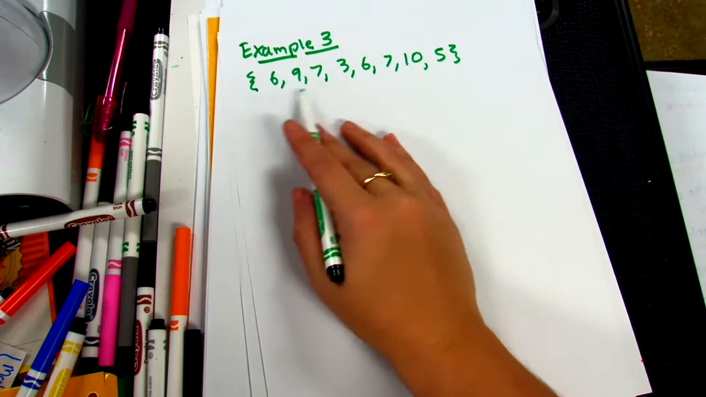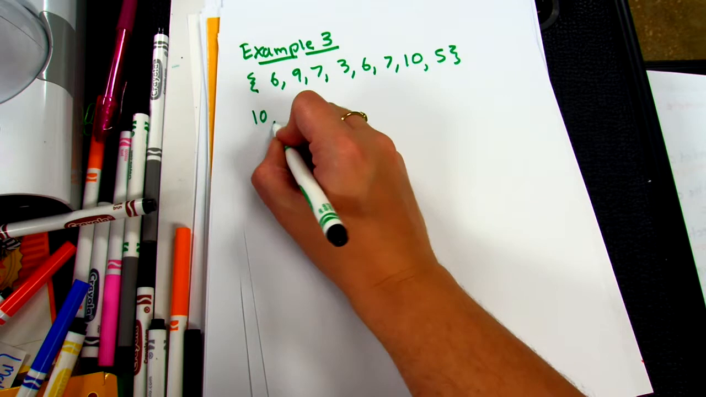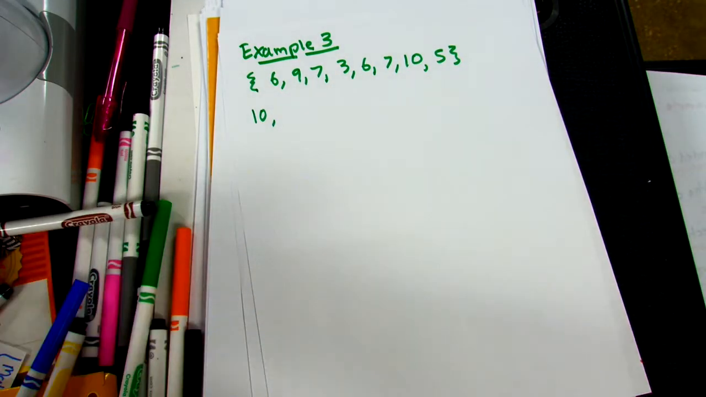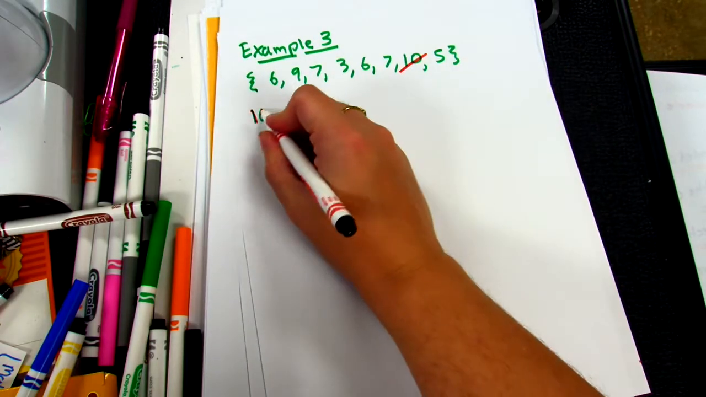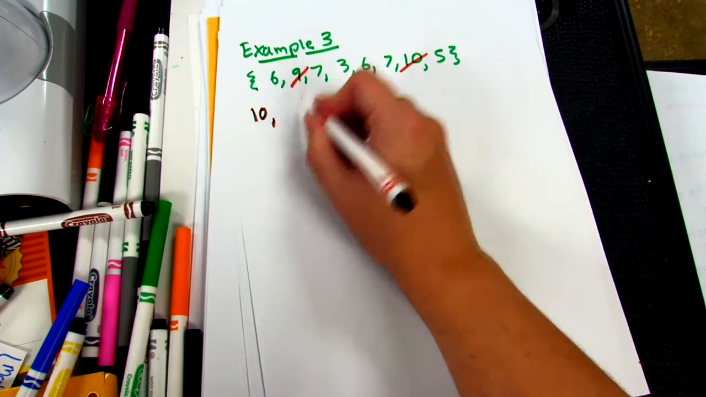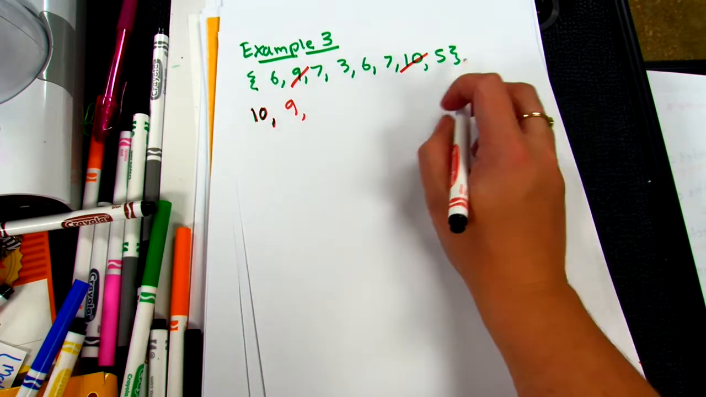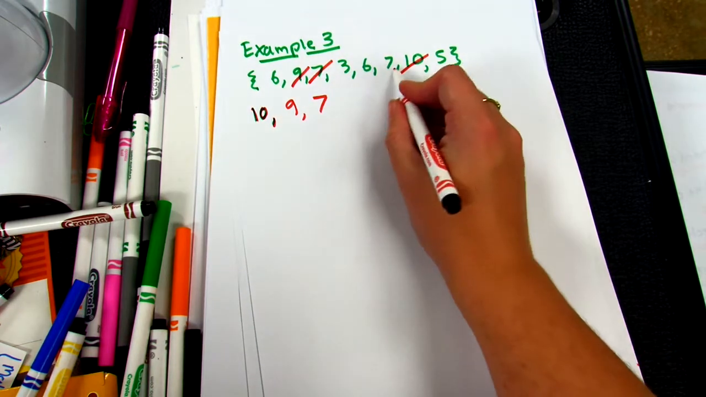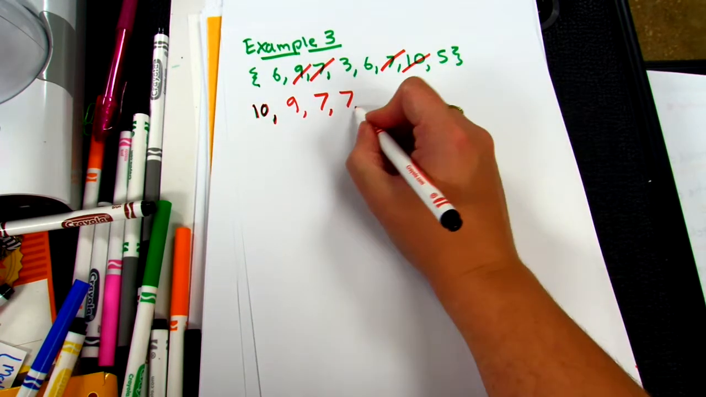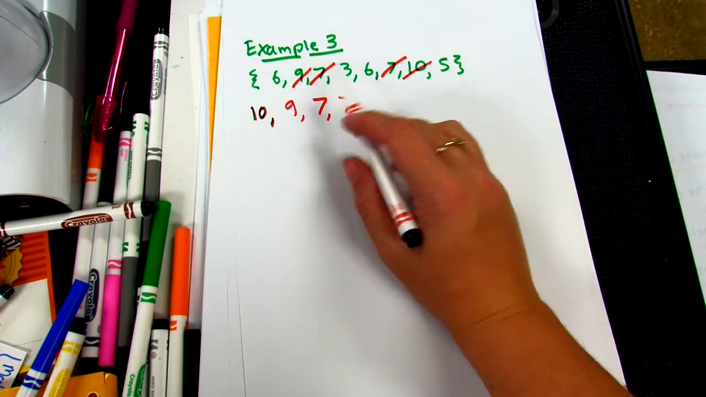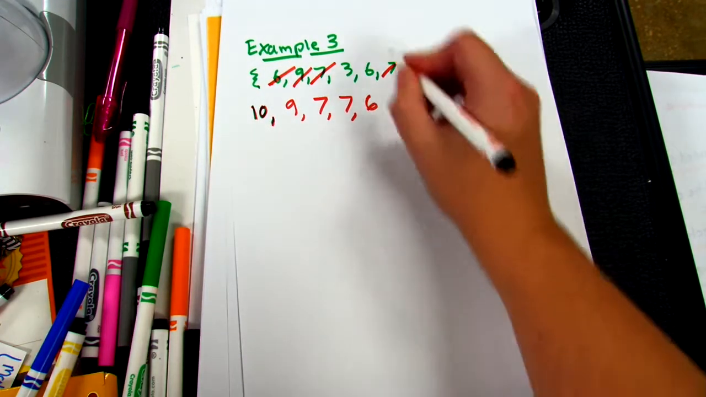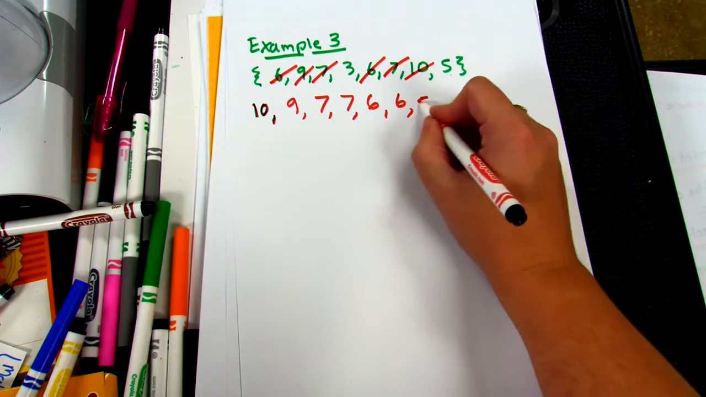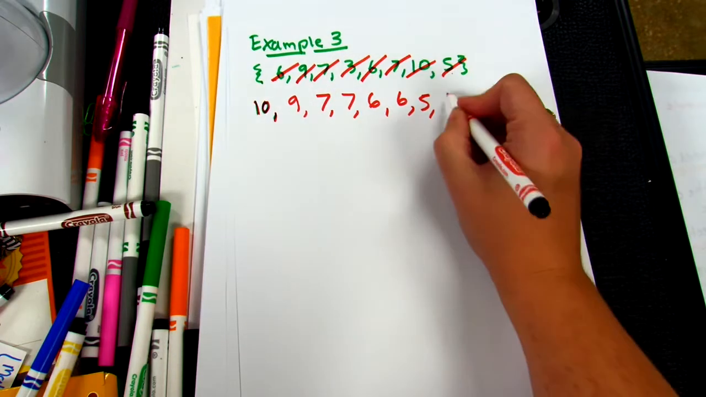So what's my biggest number? My biggest number is 10, so I'm going to write that down. My next biggest number, and when I write it down, I'm going to go ahead and cross it off so I know that I wrote it. So 10, right? My next biggest number is 9. And then my next biggest number is 7, okay? So here's that 7, but then I have to write 7 again. And then my next biggest number is 6. Here's another 6, so I have to write 6 twice. Then my next biggest number is 5. And then I have 3.